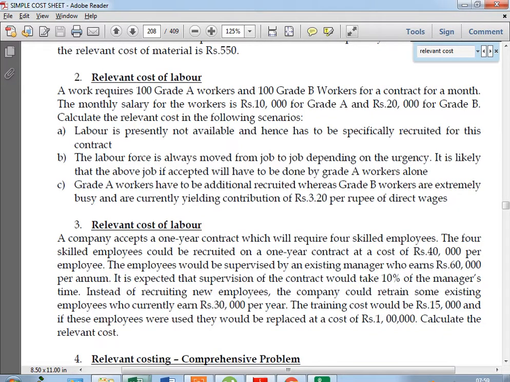Relevant cost of grade B equal to 20 plus 64, which is 84,000.